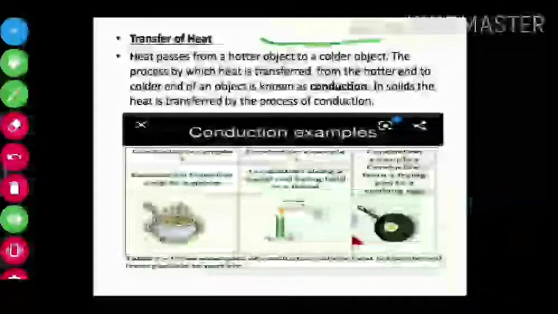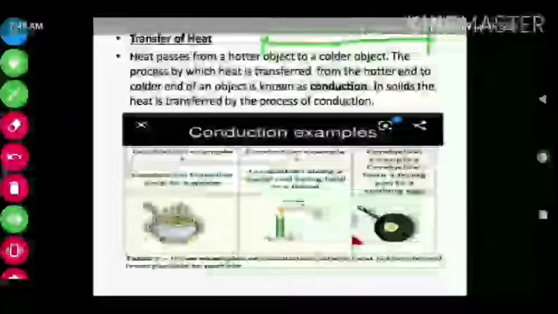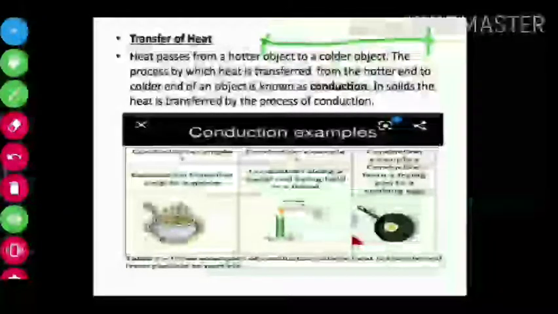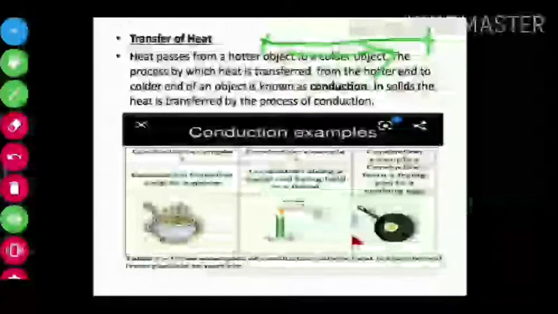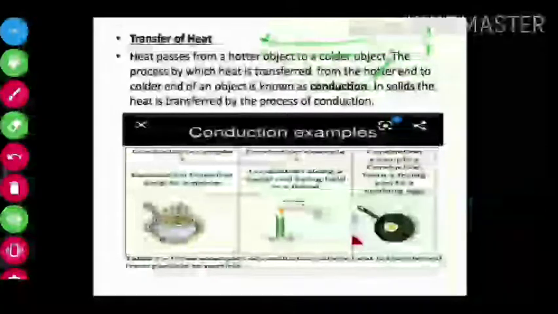So if this is an object, and this is the hotter end and this is the colder end, heat will pass from the hotter end to the colder end of this object, and this is known as conduction. Conduction happens in solid substances. In solid substances, heat is transferred from the hotter end to the colder end, and this process is known as conduction. Here some examples of conduction are given.